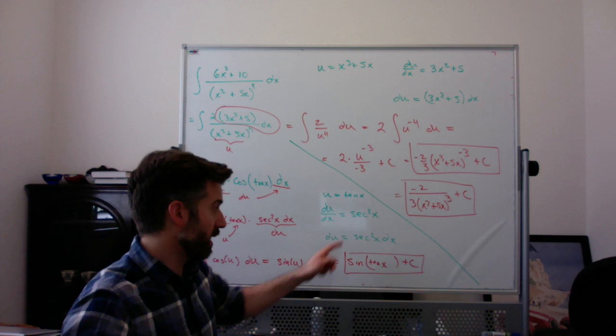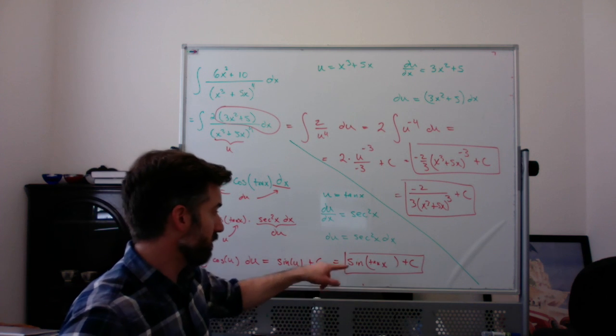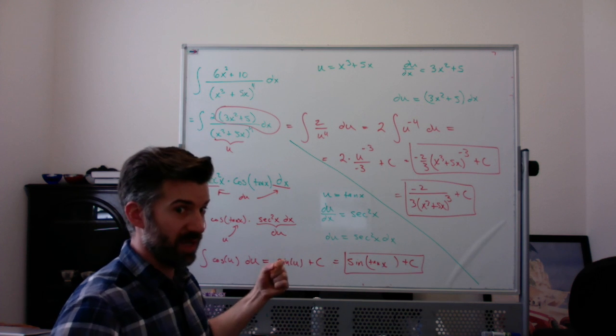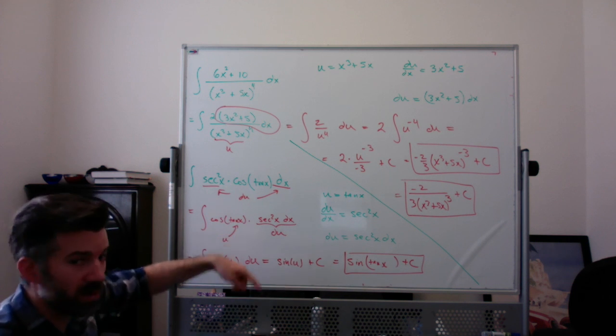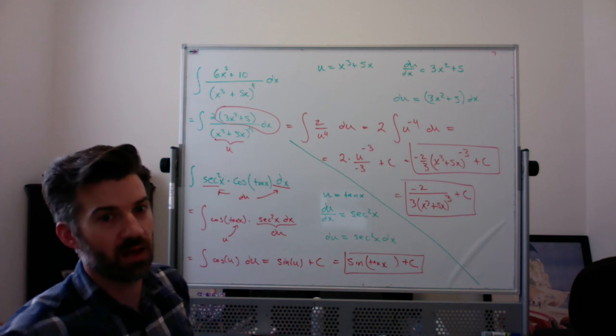And once again, if you want, you can check by taking the derivative. The derivative of sine of some stuff is cosine of the stuff times the derivative of the stuff. So the derivative of sine of tangent of x is cosine of tangent of x times the derivative of tangent, which is secant squared. So you get exactly cosine of tangent of x times secant squared of x, and that's why it's the antiderivative. All right, those are 4 quick examples of u substitution.